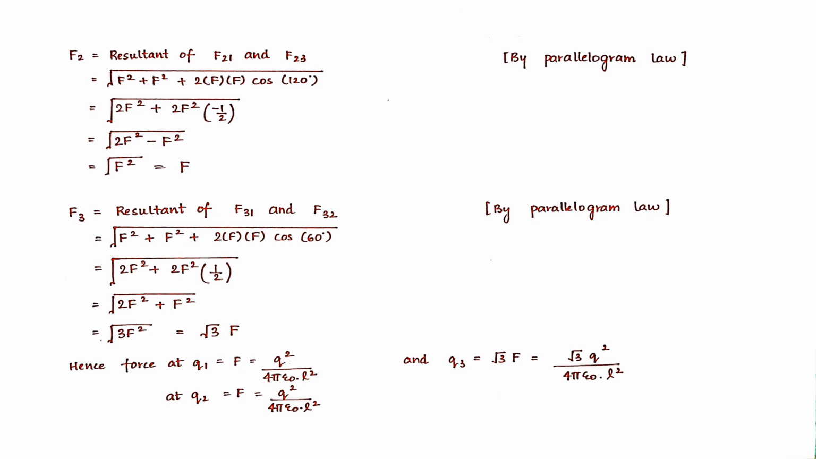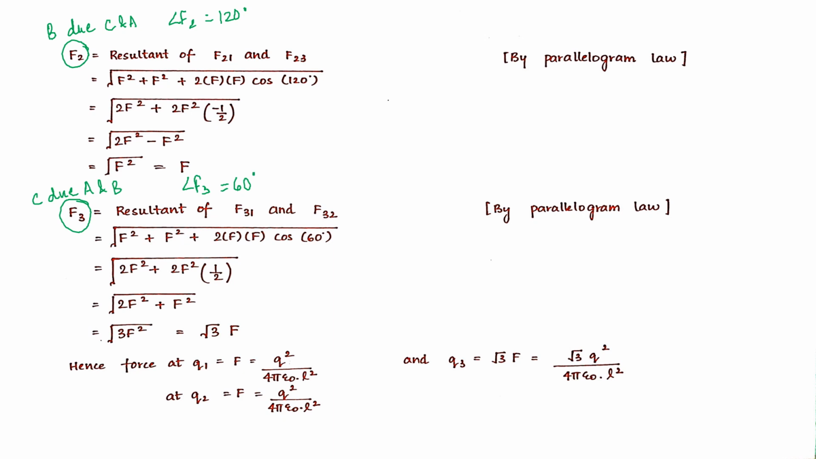So over here, we will find the F2 value and the F3 value. F2 is the resultant force on B due to C and A. Here also, the angle made by F2 is 120 degrees, and F3 is the force on C due to the force of A and the force of B, and here the angle made by the resultant is 60 degrees.